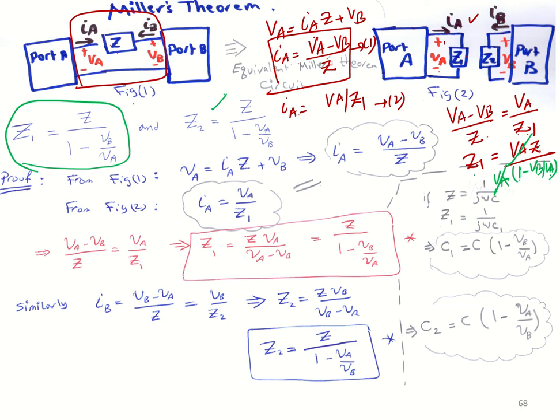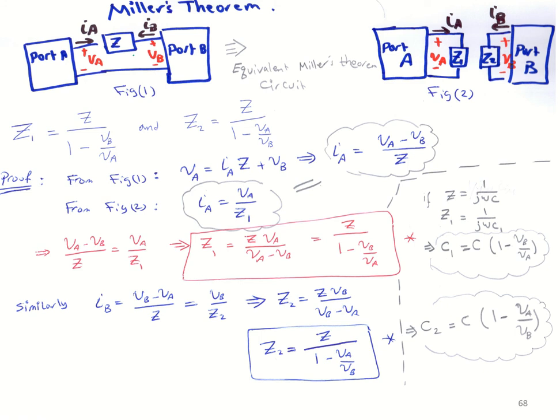Similarly, we can prove this one. So the basic thing which we learned from Miller theorem is that the interconnecting impedance can be divided into two impedances, and its values can be calculated using these formulas. That is the basic thing.